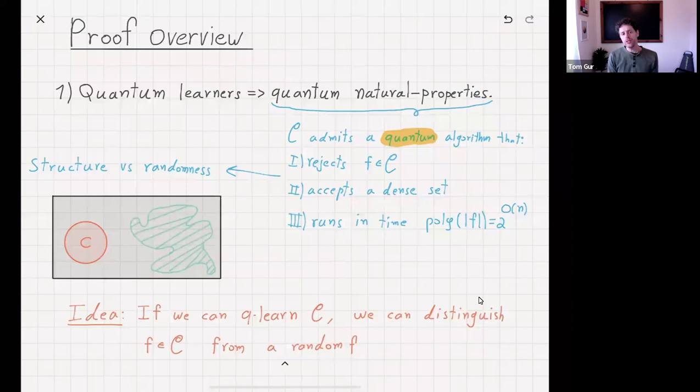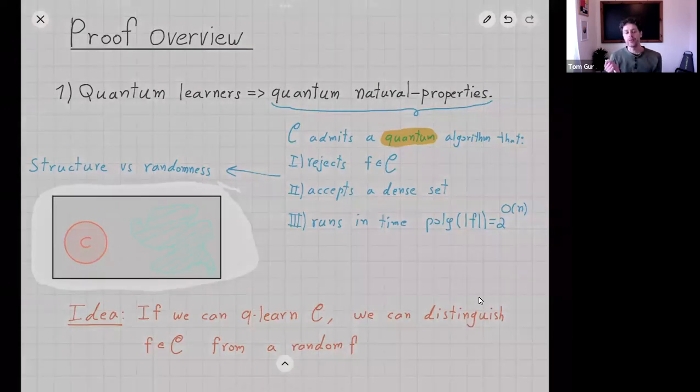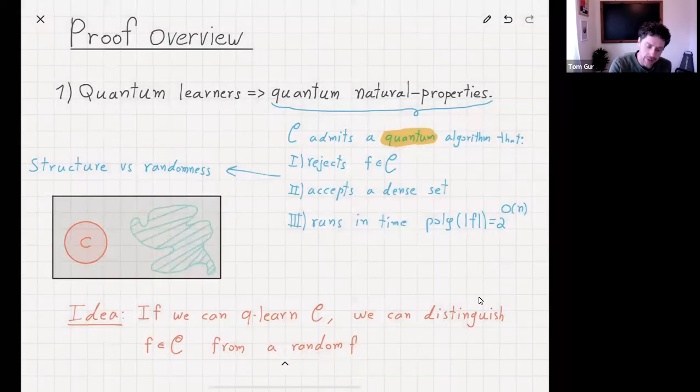So the first step of what we're doing is we're showing this theorem, which shows that you can take any quantum learner and get from it a quantum analog of this natural property. So what is this quantum analog of the natural property? Let me just say exactly what that is. The important thing to keep in mind is that picture. It's just an algorithm that can distinguish between the class that we care about and some random dense set. It rejects functions which are inside the class, and it accepts this dense set, and we have a third condition that it runs in time polynomial in the size of the description of the function. The way of thinking about it is that a quantum natural property is a way for us to distinguish between structured objects and random objects.